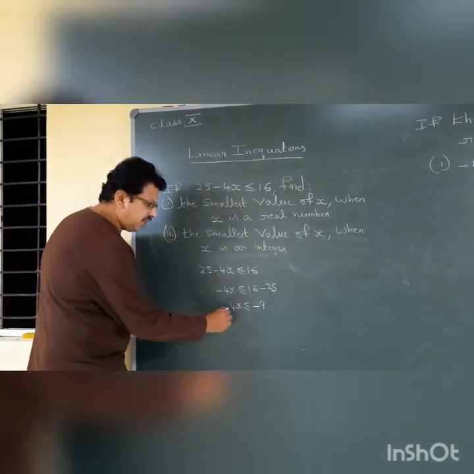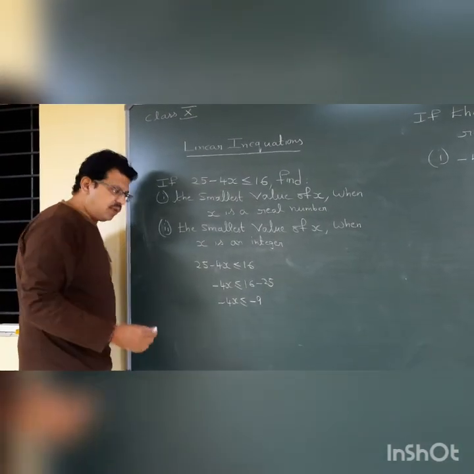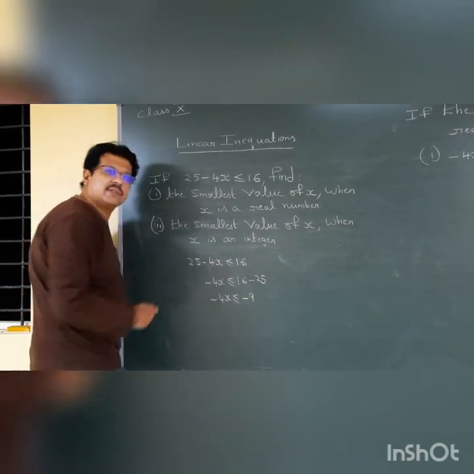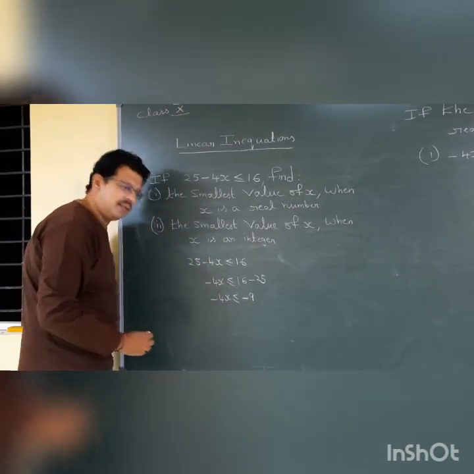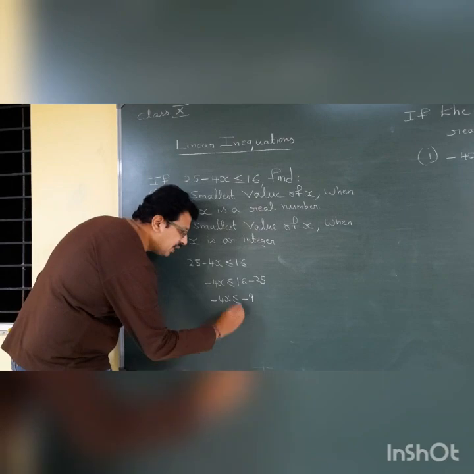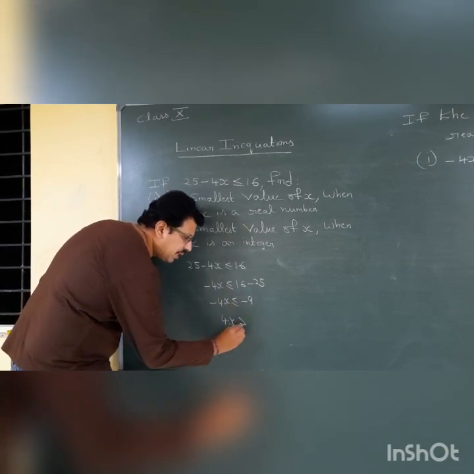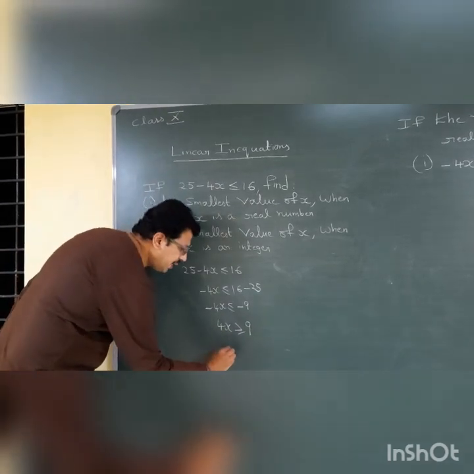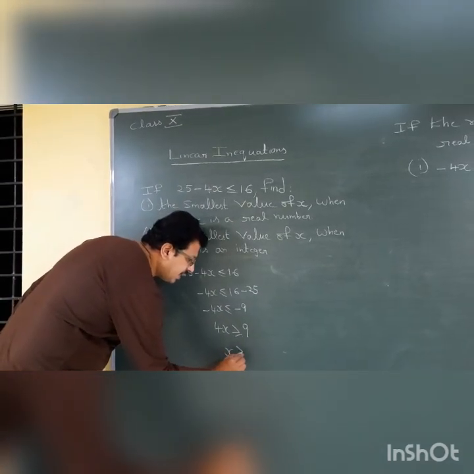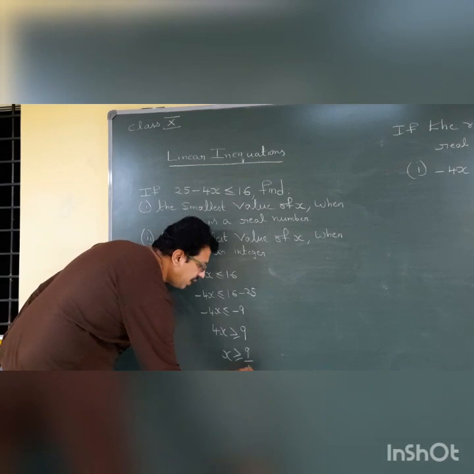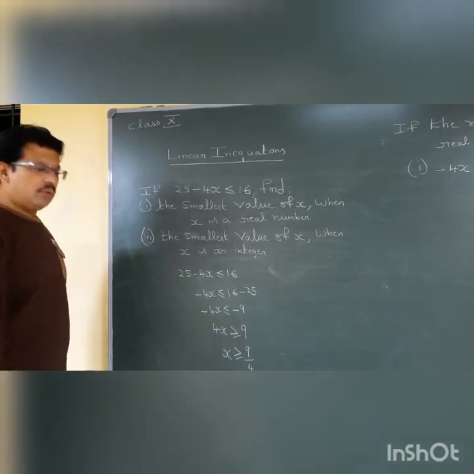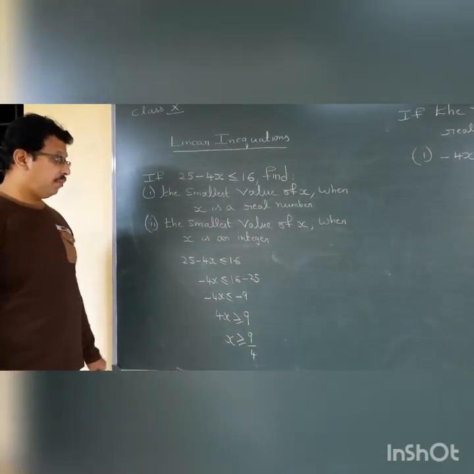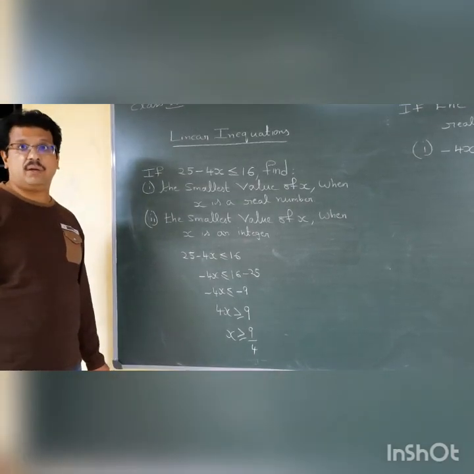So after this, minus 4x less than or equal to minus 9. Again, we need to multiply both the sides by minus. If you multiply both the sides by minus, it becomes 4x, and the less than or equal to becomes greater than or equal to 9. Or it can also be written as x is greater than or equal to 9 by 4. So 9 by 4 is a very important thing you should understand. What is this 9 by 4?